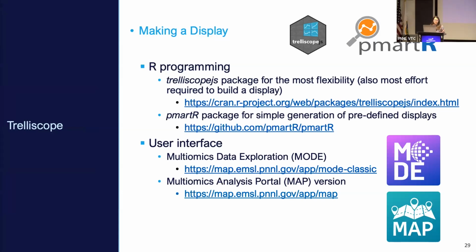So if you're interested in making one of these displays for your own work, there are quite a few different options available to you. The most flexible option is to program directly in R using the Trelliscope JS package. This, while giving you the most flexibility, also requires the most effort and expertise in order to build. You can also go through the quality control normalization workflow in the pmartR package. That package includes a function to generate a predefined display with just a single line of code. So that would be another option available. And there are also two different user interfaces that are available online. And I think you're going to hear a little bit more about these later today and then also throughout the week.